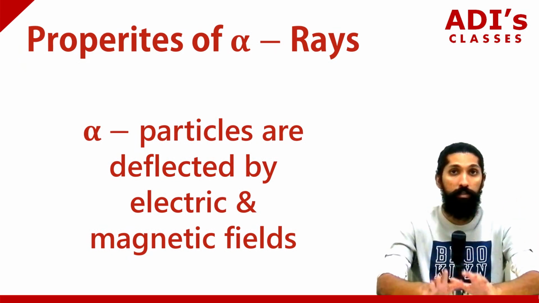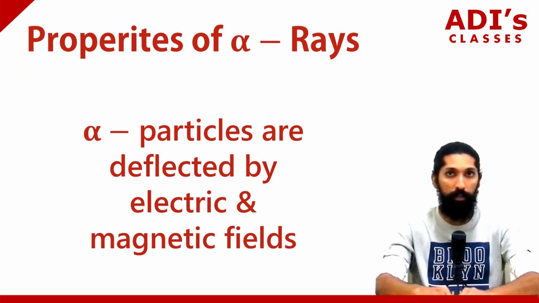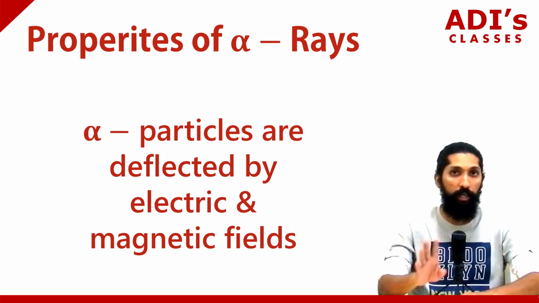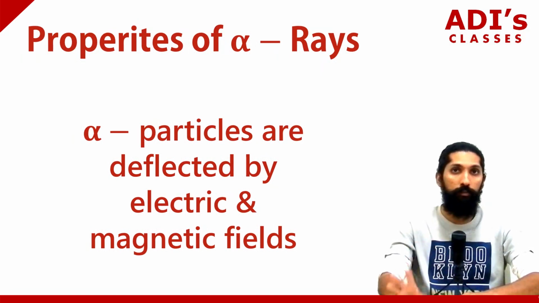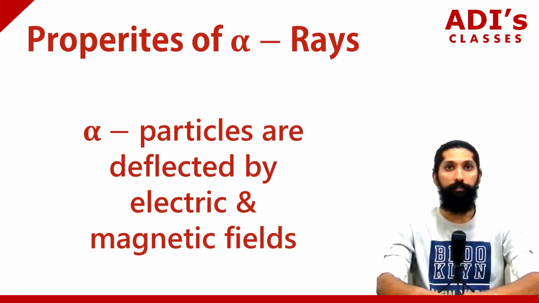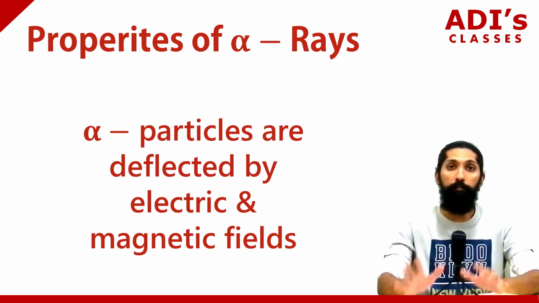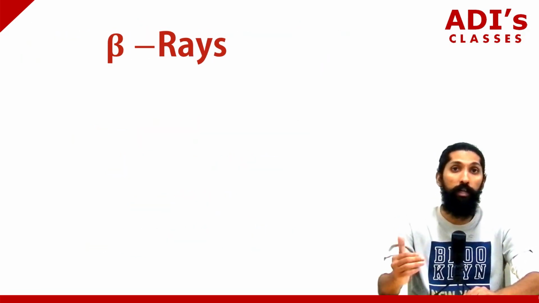I want you to memorize these properties of the alpha particle. Pick any four, the easier ones, whichever you feel easier. Pick any four, memorize those four properties of alpha particles. The next one, beta rays. Now, beta rays are fast moving electrons.